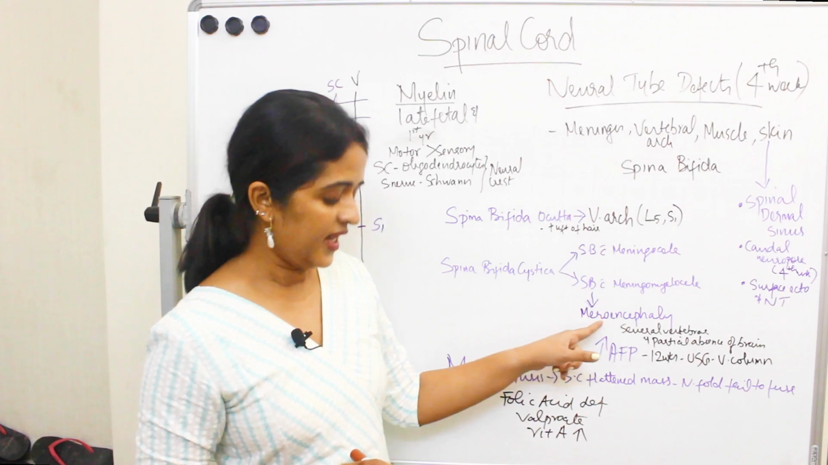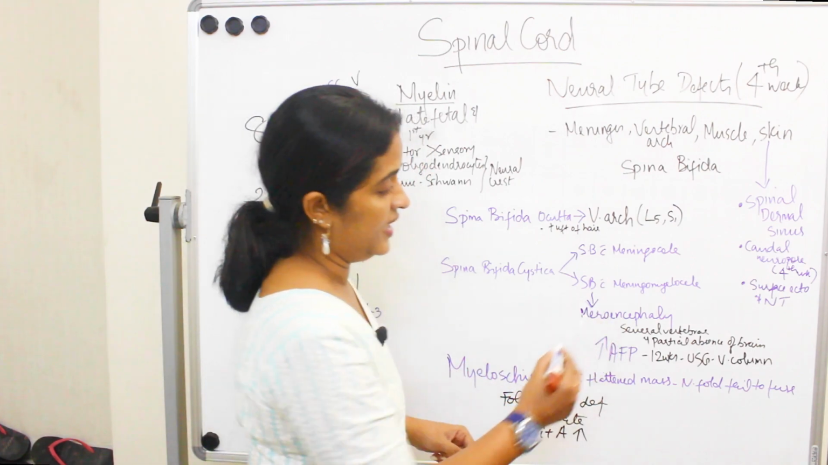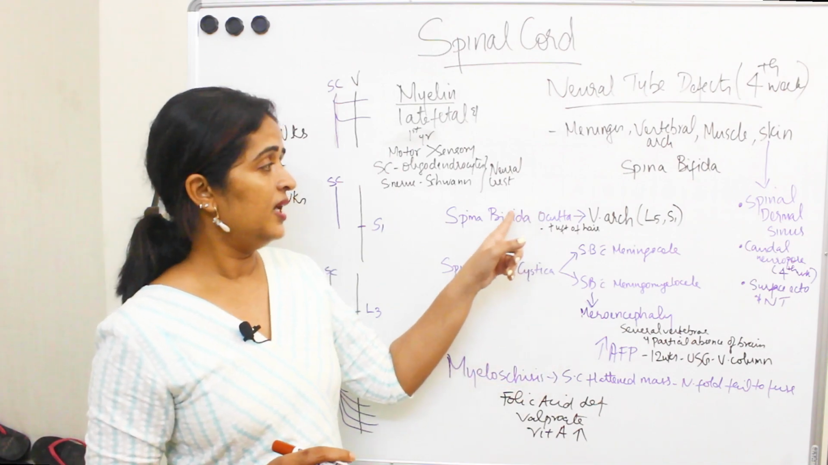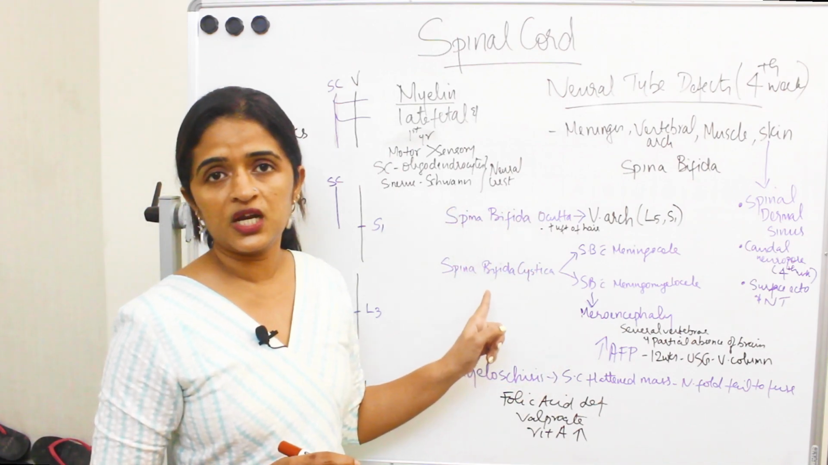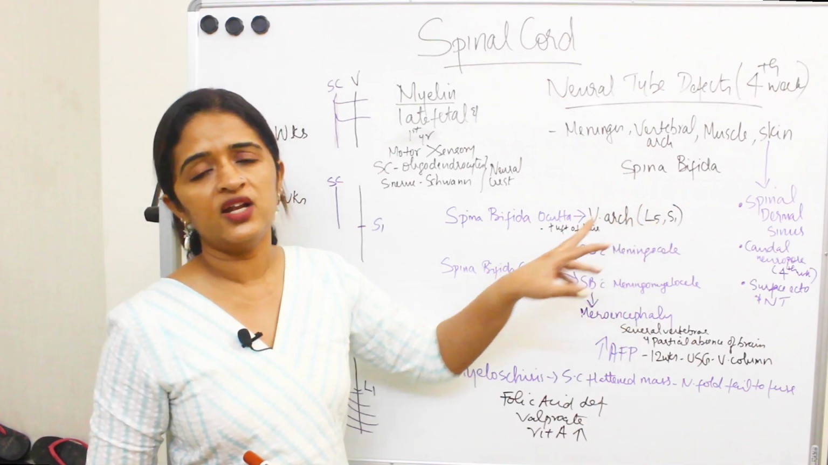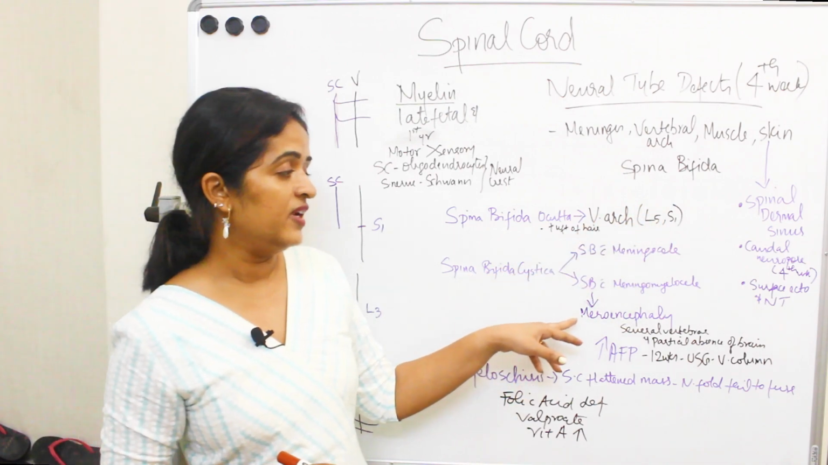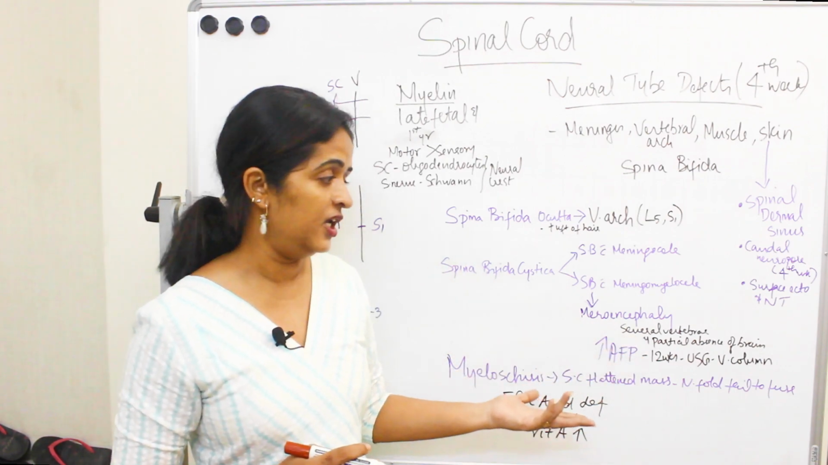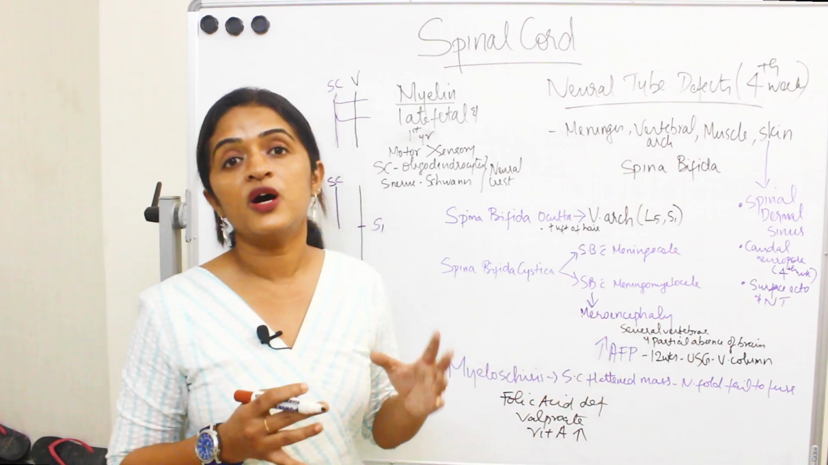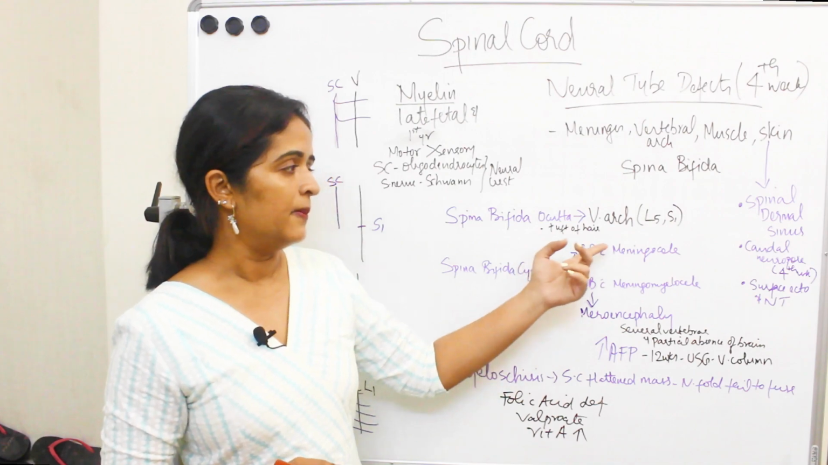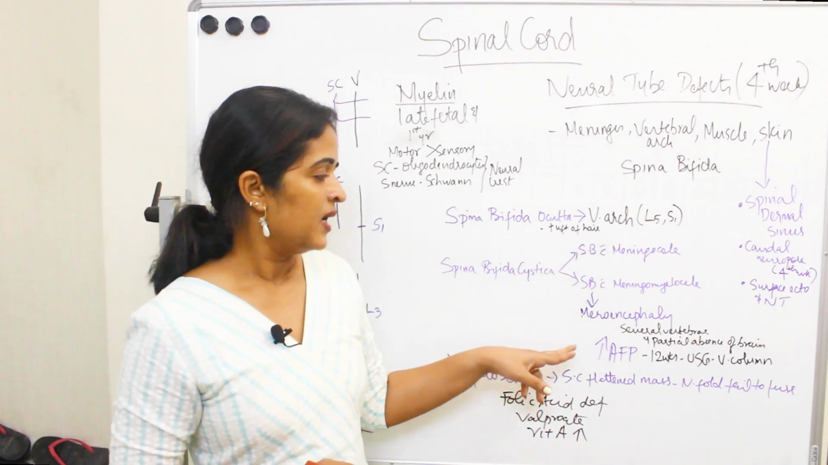Now there is one entity known as meroencephaly. So in meroencephaly, usually when we discuss the spina bifida cystica and all, only the lower part, that is the region around L5 and S1, is involved. But when we discuss meroencephaly, several vertebrae will be involved, and sometimes there is also partial absence of the brain as such. So this is more severe compared to the other two conditions.